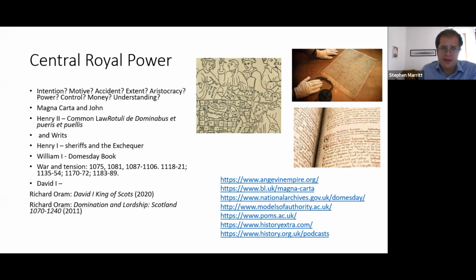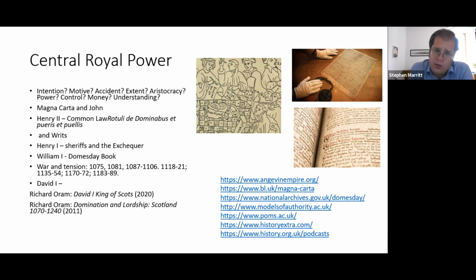People in the localities then realized, hang on, this is brilliant. If I can get a writ from the king, I can actually use that as some kind of proof of my right. So the common law develops out of a demand from outside for what people come to see as legal documents proving their right to land, rather than from the king himself saying, right, these are the new laws, this is what we're going to do.